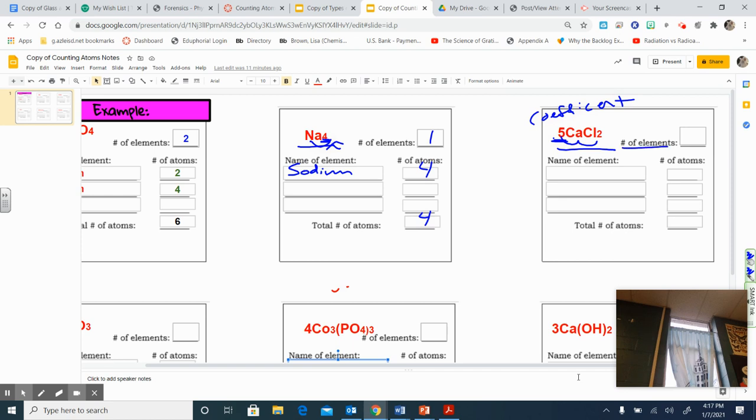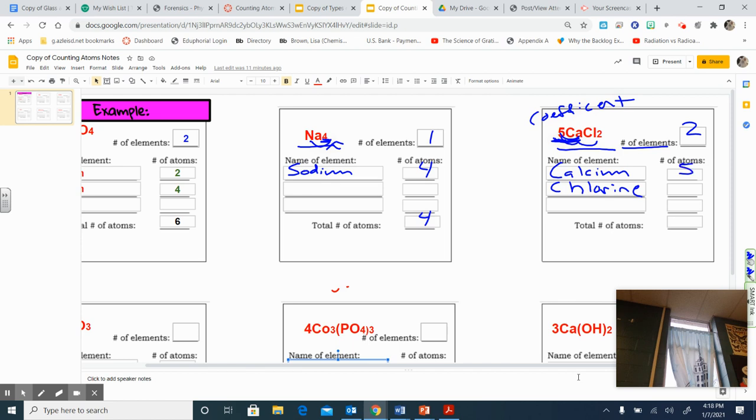So how many elements are there? There's 2. There's calcium and chlorine. Let's write those down. It's calcium and chlorine. Now to figure out how many atoms there are of each. First off, this 5 is in front of the calcium. I told you it goes to everything that's inside that compound that it's in front of. So there's 5 calciums. That's it.